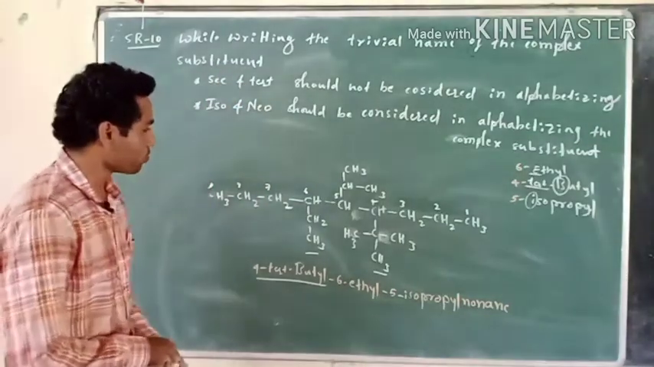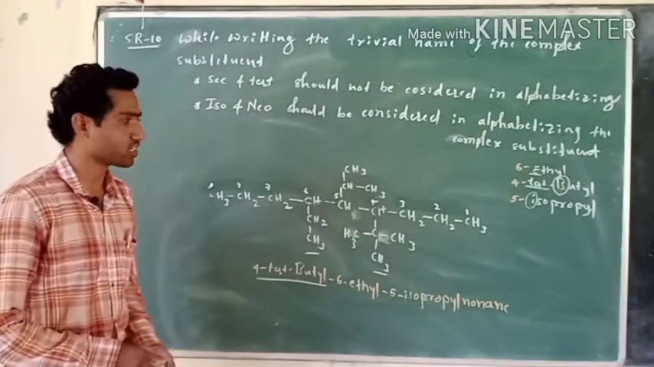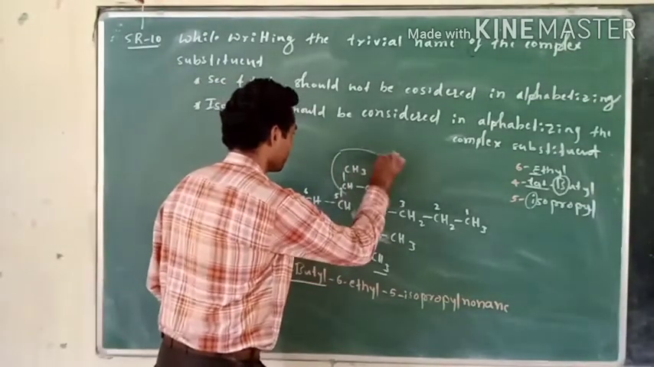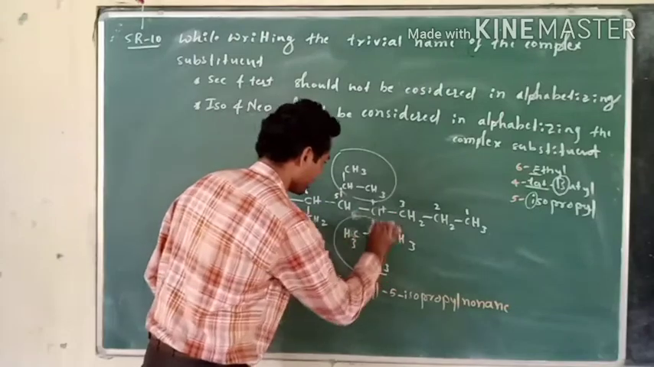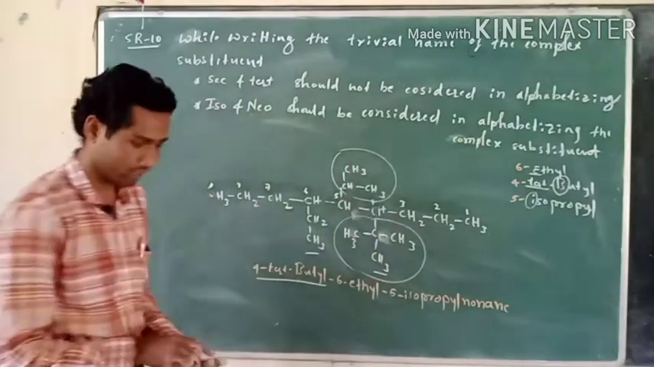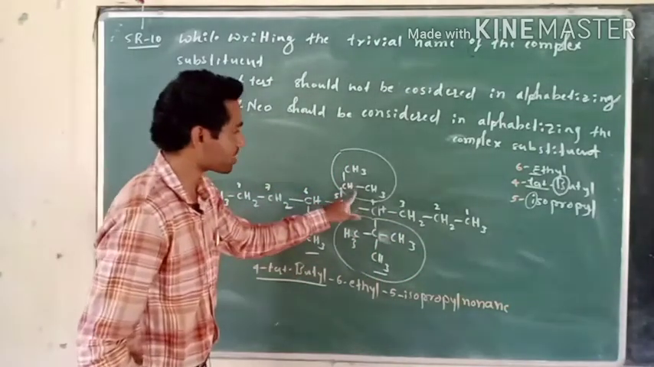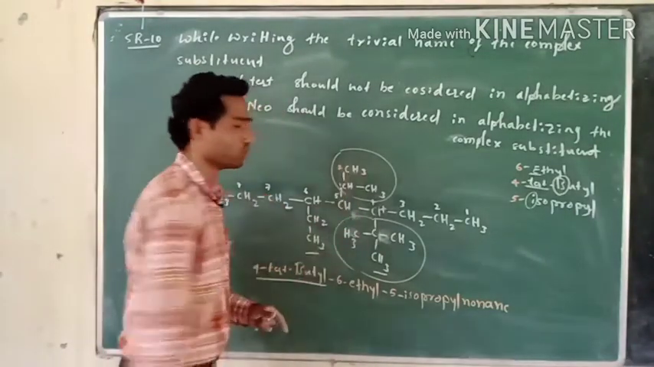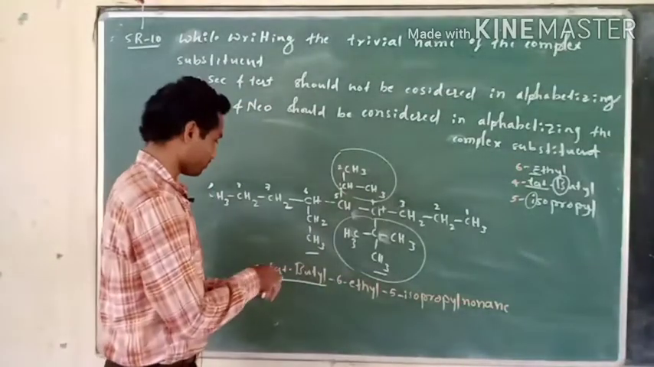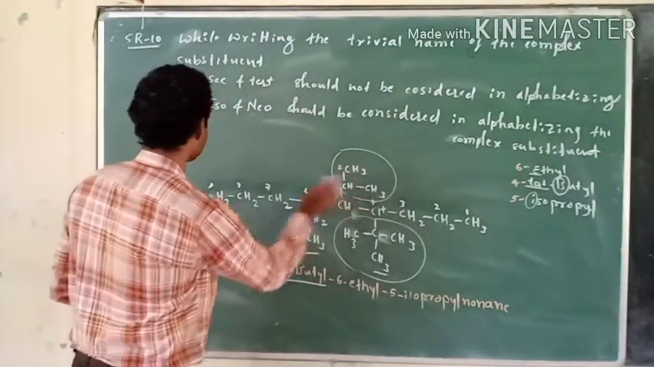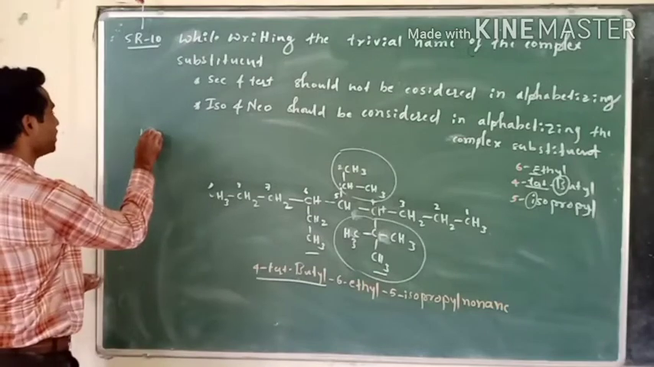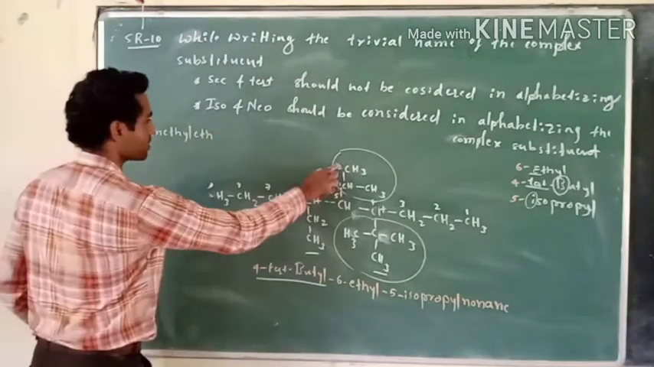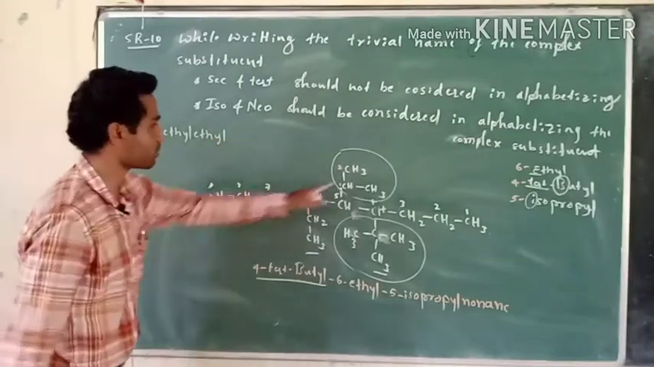Right. So now let us try to write the systematic names of these substituents. This is one substituent, this is another substituent. What is the systematic name of this substituent? I have to number the longest carbon chain 1, 2, right? Therefore the name of this substituent is 1-methylethyl, with 2 carbons, eth, ethyl. This is the name of this substituent.